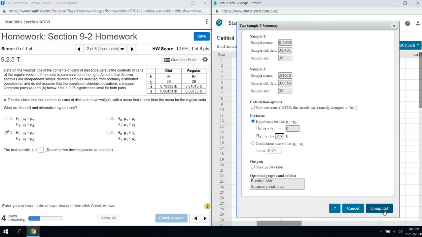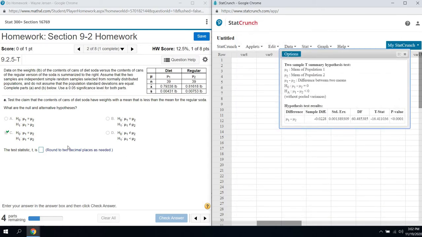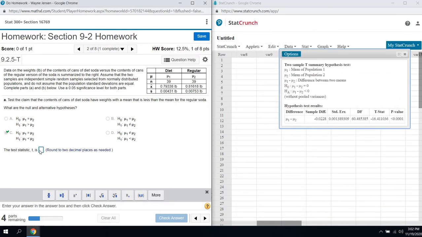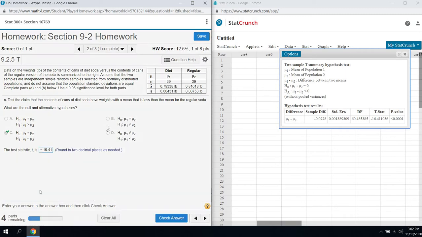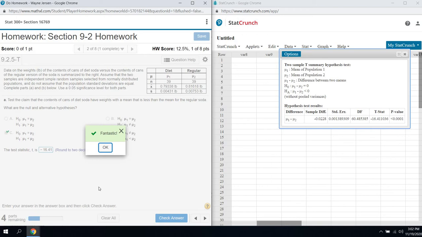That's exactly what we have here in our alternative hypothesis. You're ready to compute. And when you compute, the numbers that you need are here. So what's the t-statistic? The test statistic, it's right here, negative 16.41. It wants us to round to 2 decimal places. And we check that. Fantastic.